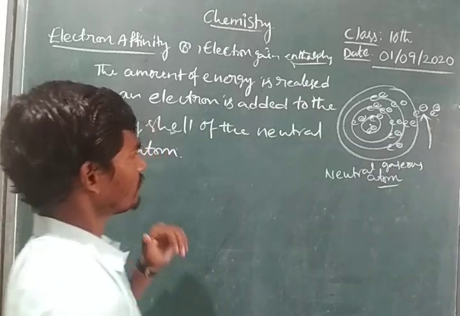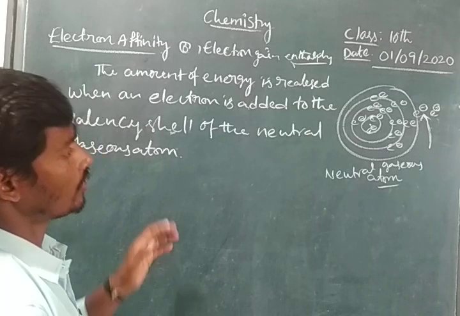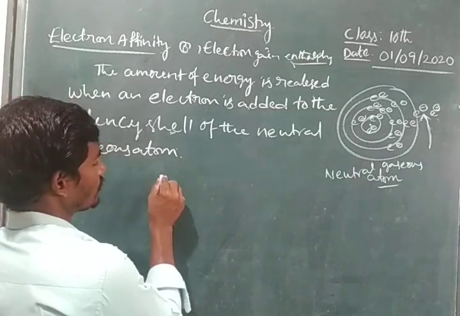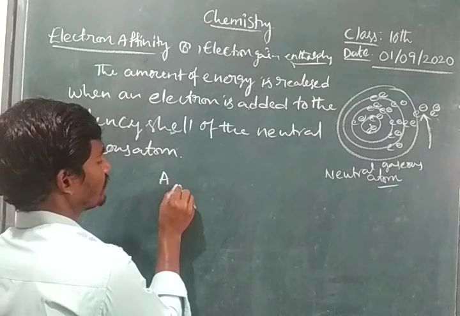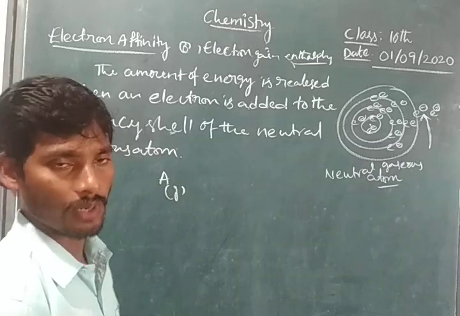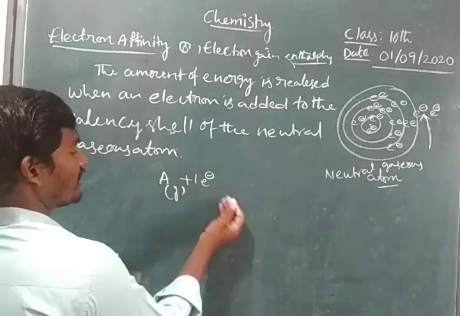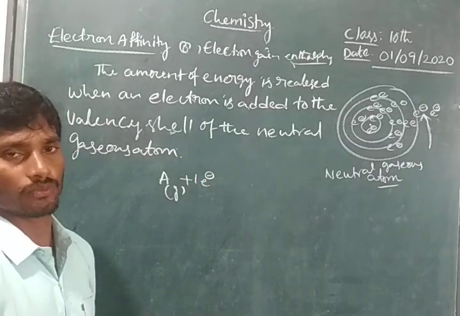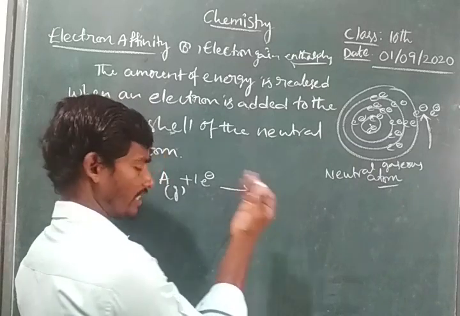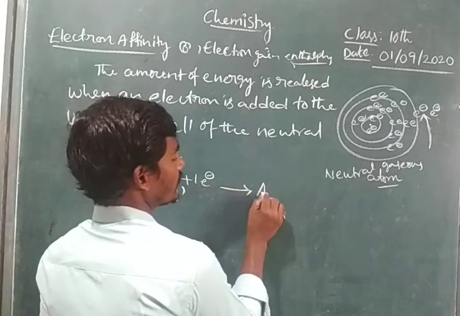So this is the definition of electron affinity. In case of electron affinity, suppose we take one of the atoms in the gaseous state. What we are doing here is adding one electron to the atom. After gaining the electron, the atom will get a negative charge.